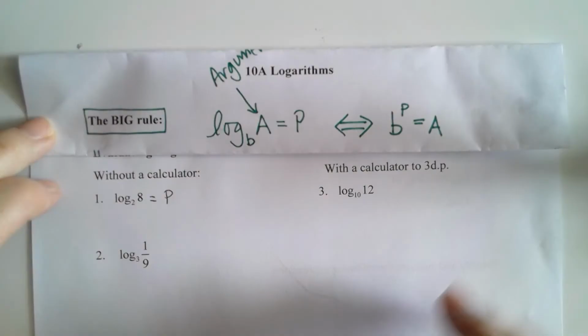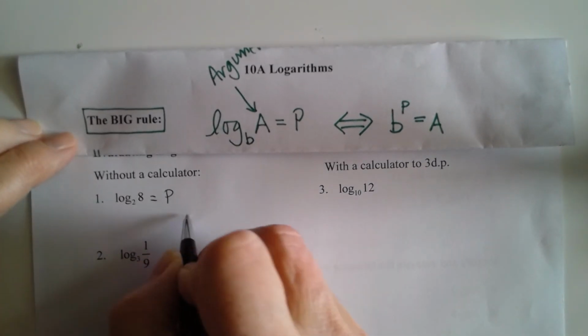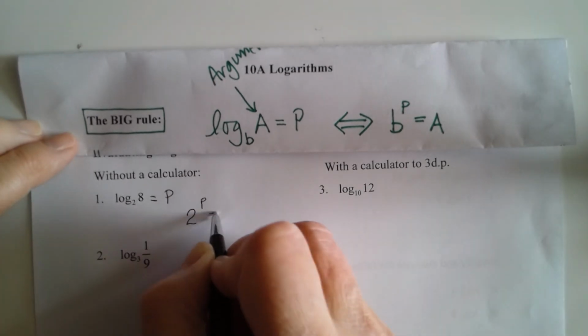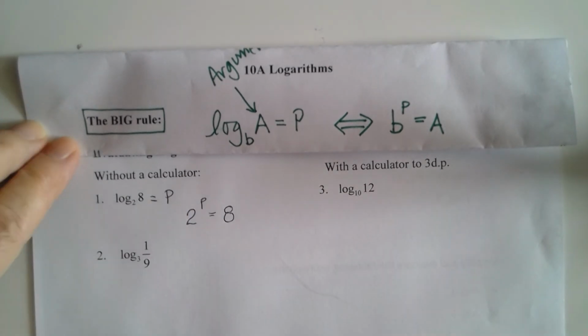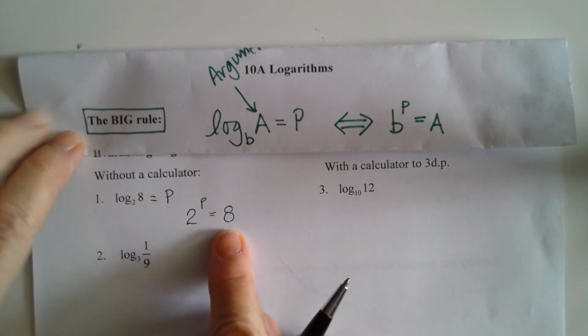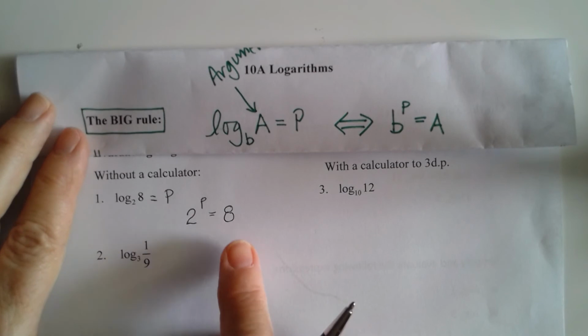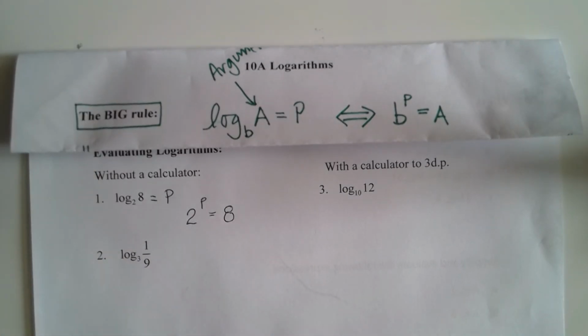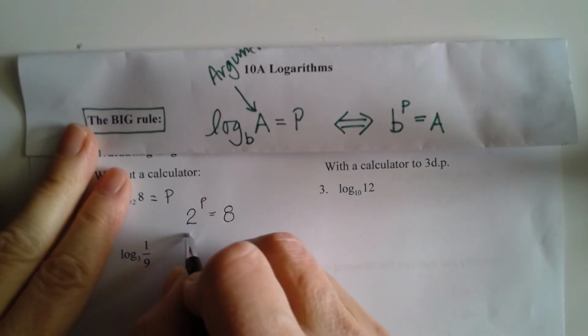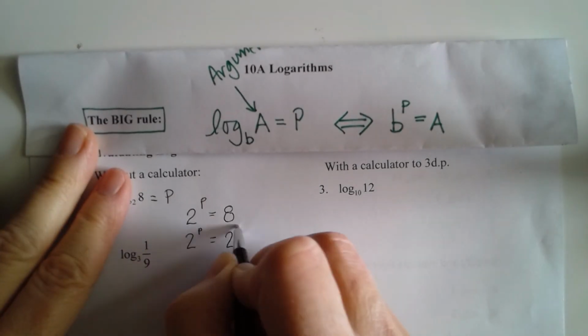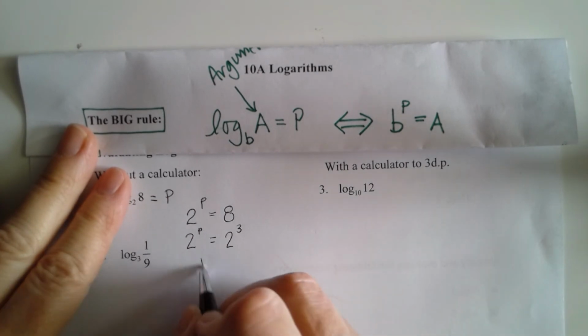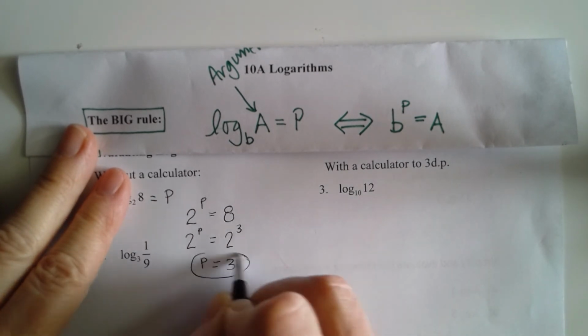Okay, there's the big rule. So how am I going to write it? 2 to the p equals 8. Now I'm going to have to try to write the 8 as some power. I'm going to have to write that as 2 to the what? 2 times 2 is 4, and 2 times 4 is 8. So this is like 2 to the p equals 2 to the 3. So p is 3.